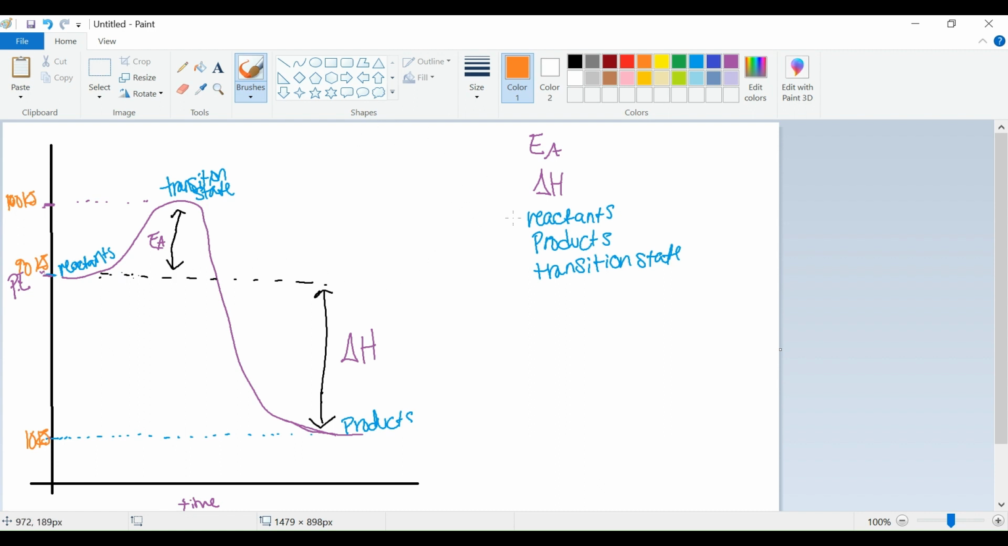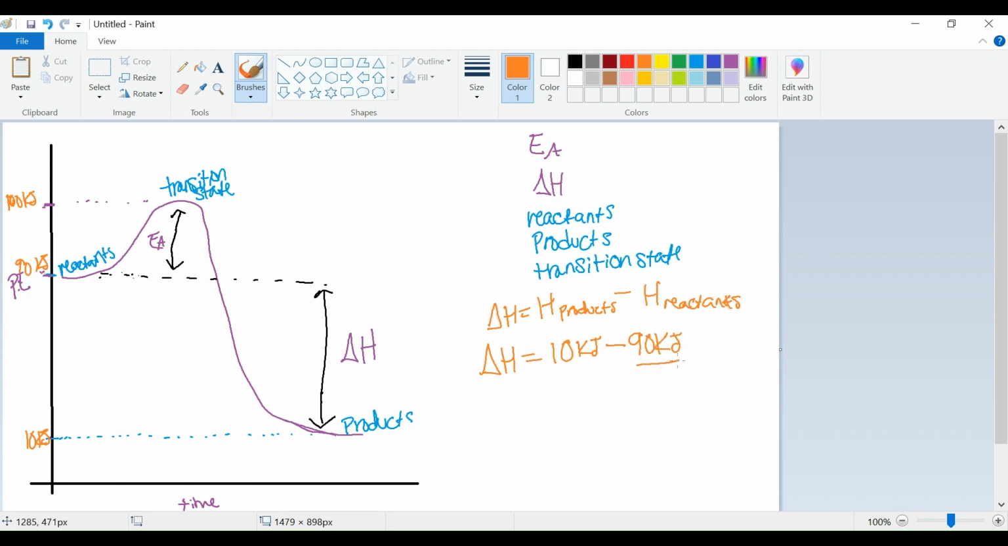So if I want to find my delta H, I can actually calculate that from my graph. I can say delta H is equal to the energy of my products. So we can think of this as final minus initial, like when we looked at delta T, change in temperature. This is change in enthalpy. So this is going to be equal to the enthalpy of my products, my final, minus the enthalpy of my reactants, my starting. So the enthalpy of my products in this example is 10 kilojoules, minus the enthalpy of my reactants, which was 90 kilojoules.